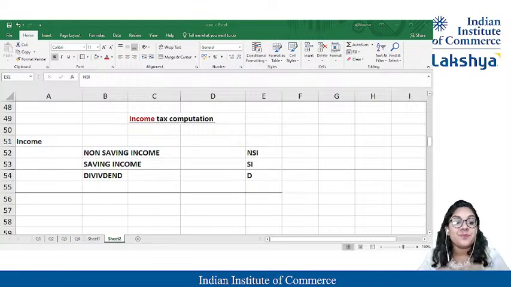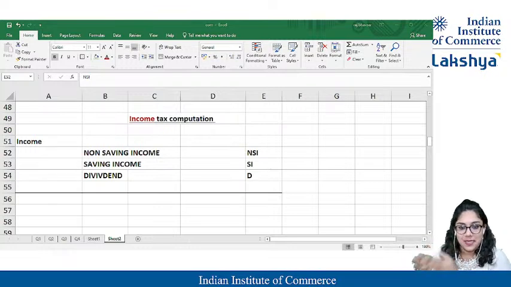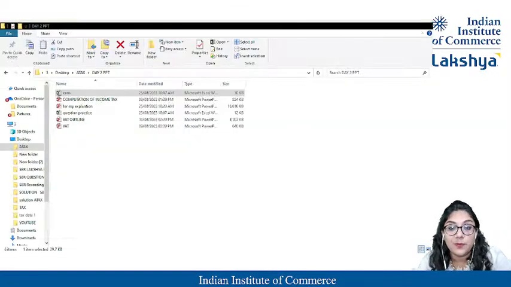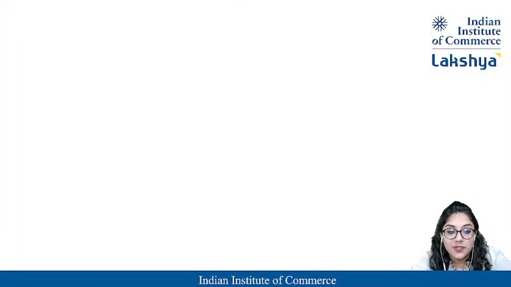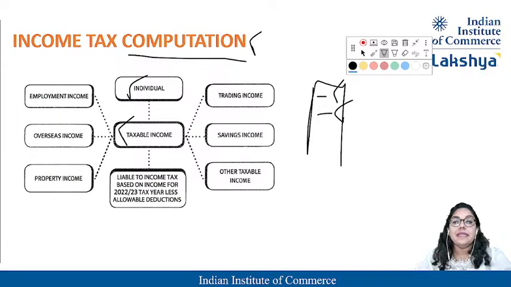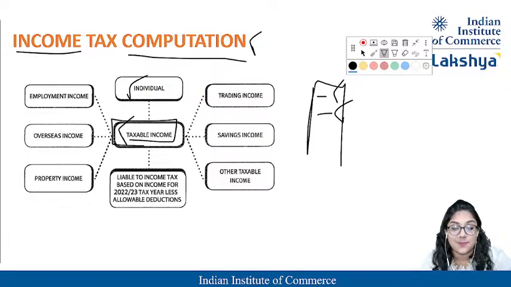So before going ahead, what is NSI, SI, D? Let us understand what we are going to cover in this chapter, an overview for today's plan. So going ahead, I'll just show you all, guys. Individuals are liable to pay income tax. So what all constitutes income? That is, what is my taxable income on which I will pay tax? My taxable income is not some smaller income. It will cover every income.